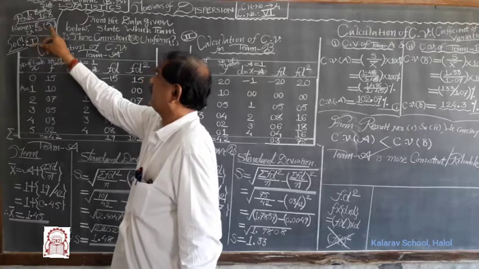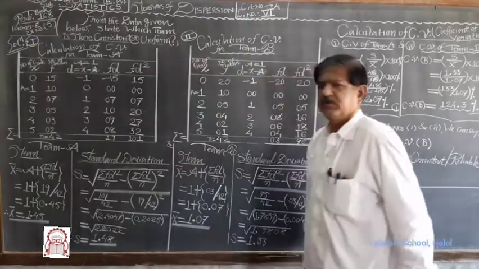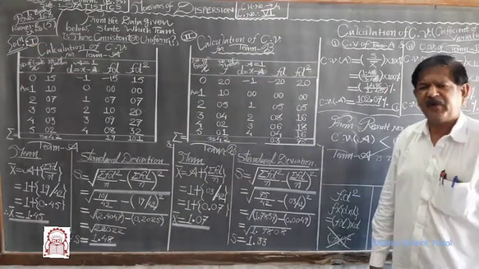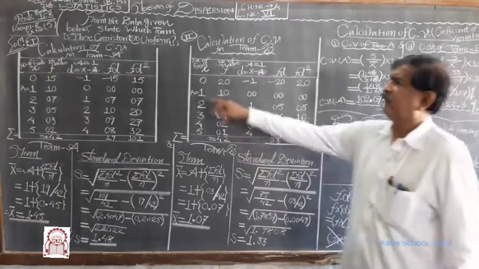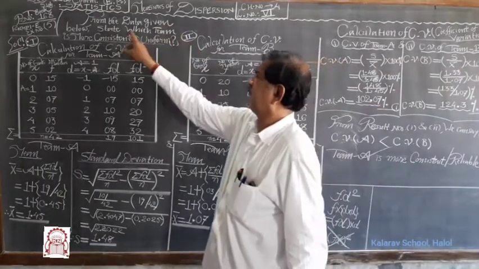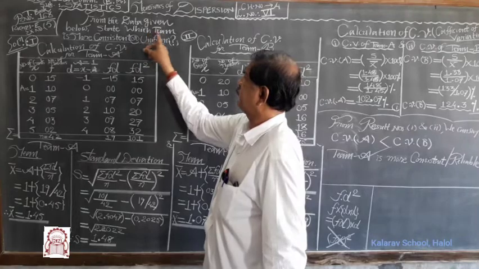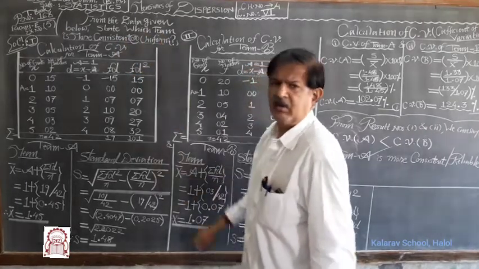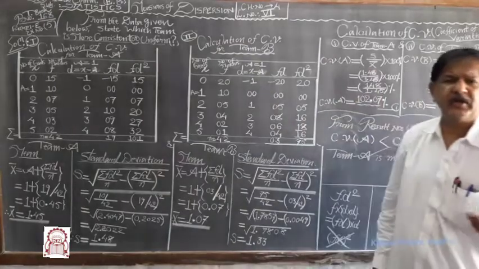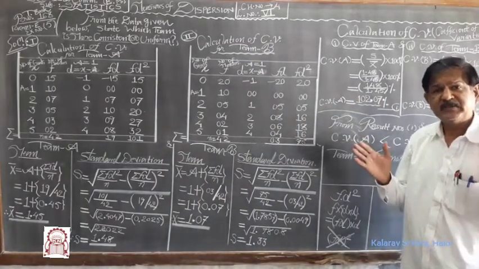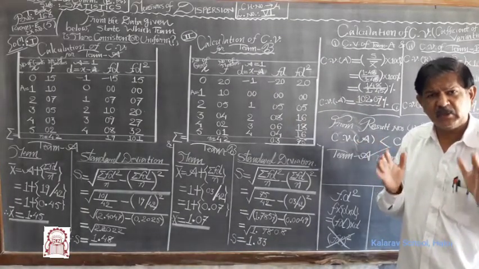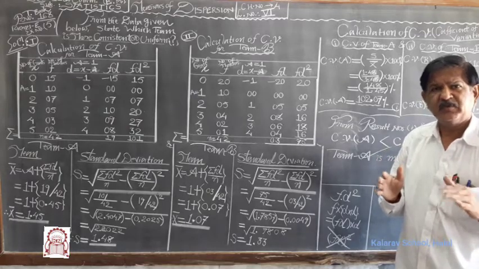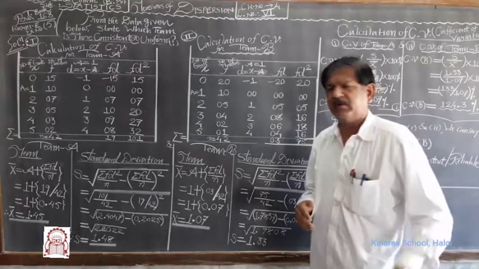Section E, example number 5. From the data given below, state which team is more consistent, more uniform, more homogeneous, or more reliable. Means you have to take the textbook with you. You must have the textbook. See the example, see the question given.